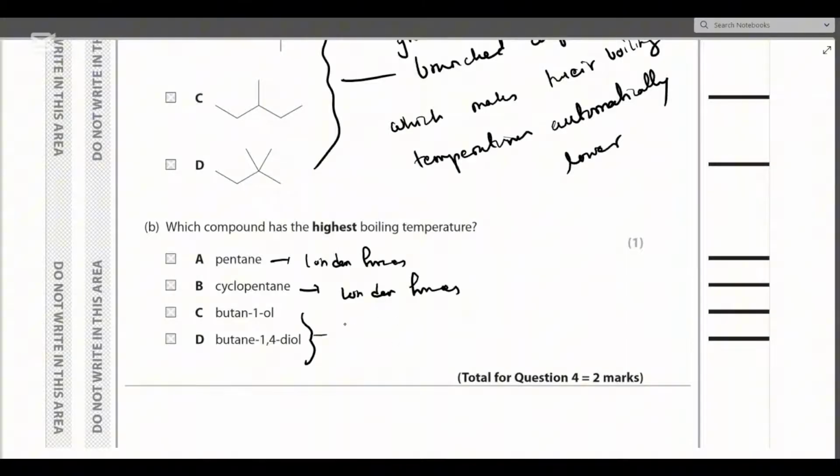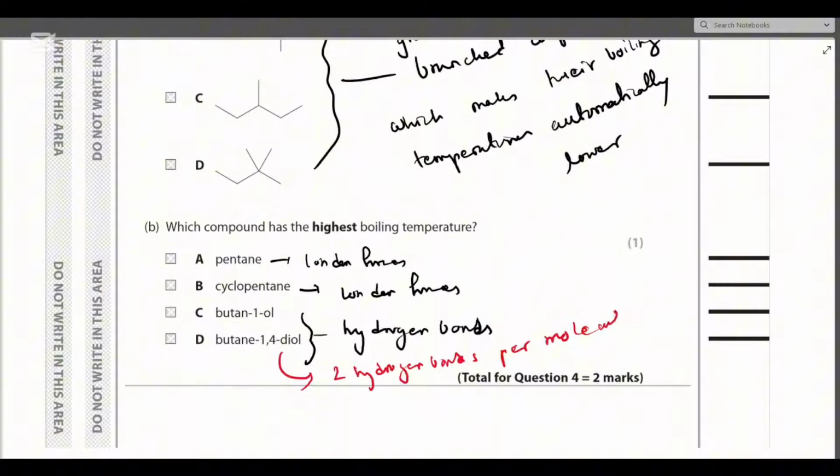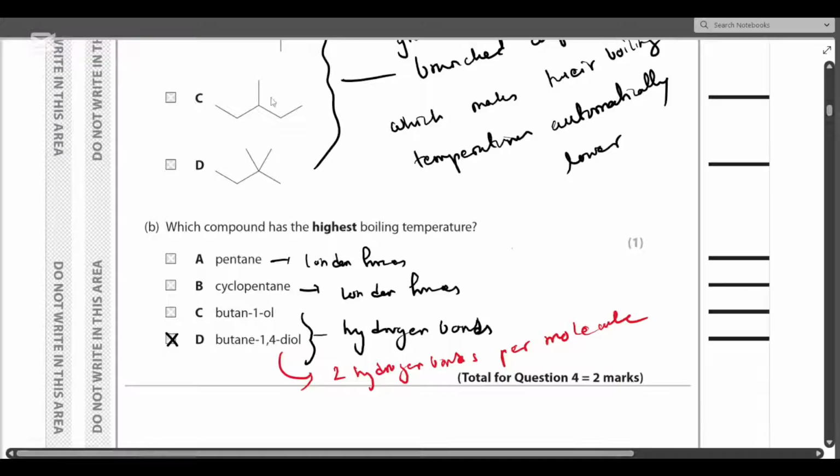Both of them contain hydrogen bonds, but you can clearly see that since option D is a diol, there are two hydrogen bonds per molecule. So we can easily say that option D is the correct answer because it's going to have the highest boiling temperature among all of the compounds. More heat energy is going to be required to break two hydrogen bonds compared to one hydrogen bond in butanol.